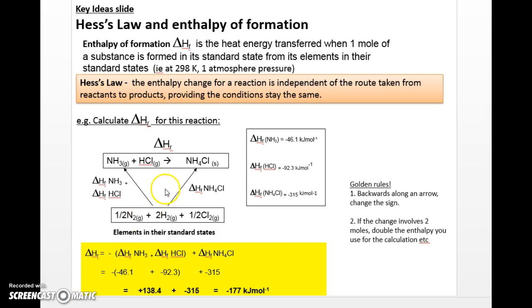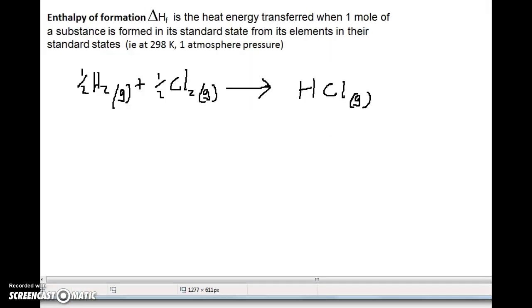Okay, just to give you an idea of where we're heading with this, there's a diagram down the bottom. Right, first we're going to have to understand the meaning of this term enthalpy of formation. So the enthalpy of formation is the heat energy transferred when 1 mole of a substance is formed in its standard state from its elements in their standard states.